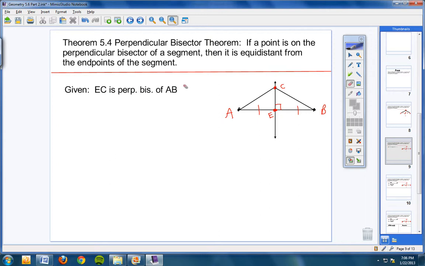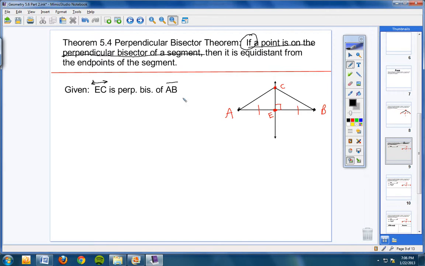Did you know that your given is always your if part? Maybe you didn't learn that last semester. The if part, I'm going to underline it, is your given. So there you go. If a point is on the perpendicular bisector of a segment. So I stated my given, EC. I'm going to go ahead and put my symbol. So do that, please. There's your line symbol. If line EC is a perpendicular bisector of segment AB. So there it is. That's your given. It's your if part.